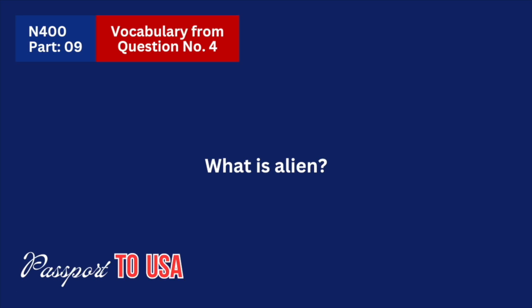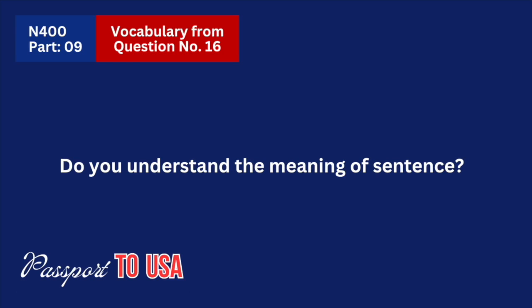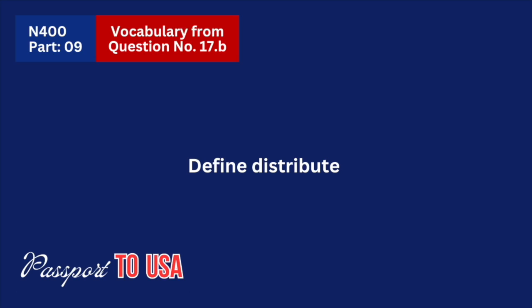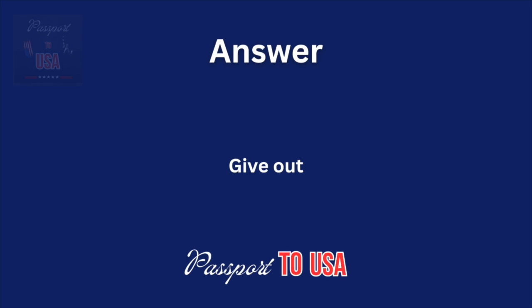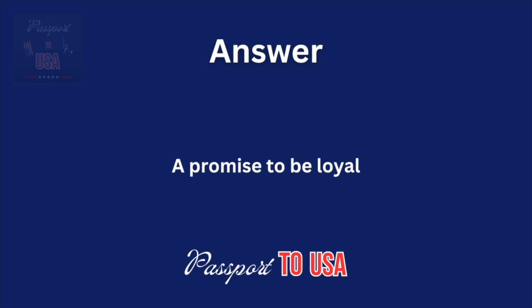What is alien? Someone who is not a US citizen. Do you understand the meaning of sentence? A punishment under the law. Define, distribute. Give out. What is oath of allegiance? A promise to be loyal.